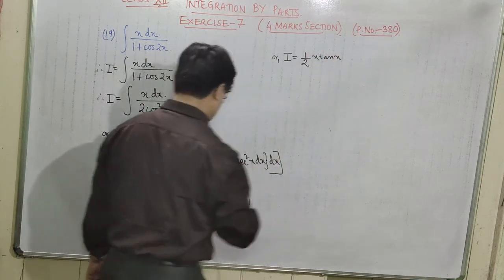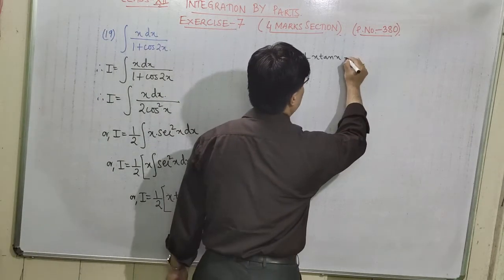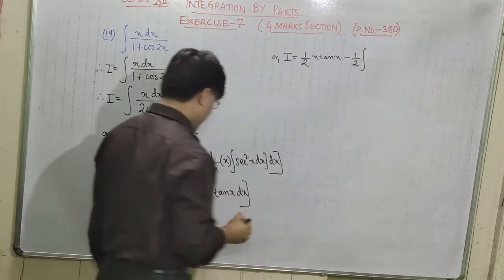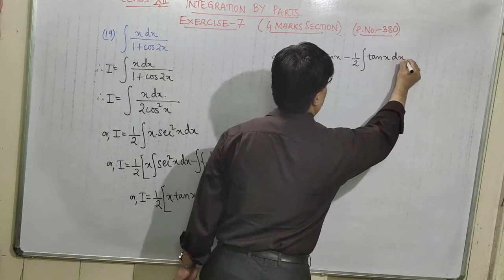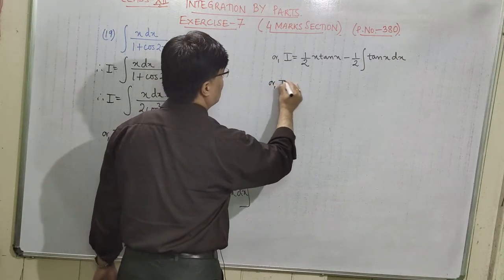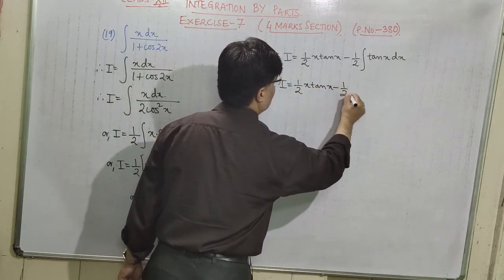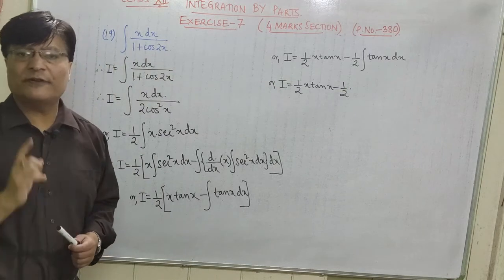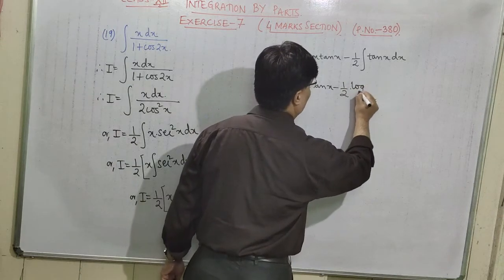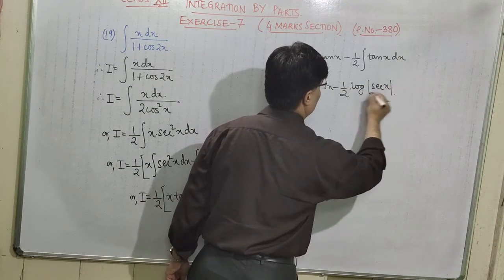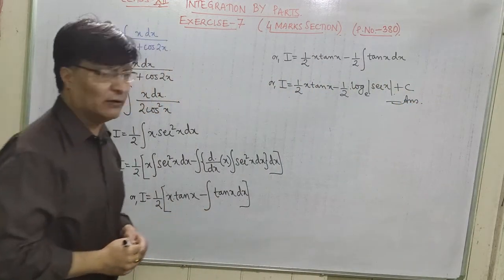x tan x, then minus, again you have to multiply the second term by half, minus half integration of tan x dx. Okay, so I is equal to half x tan x minus half into, what is integration of tan x dx? You have done it in the method of substitution. The formula is log of mod sec x, the base is e, plus c. So this is the final answer.